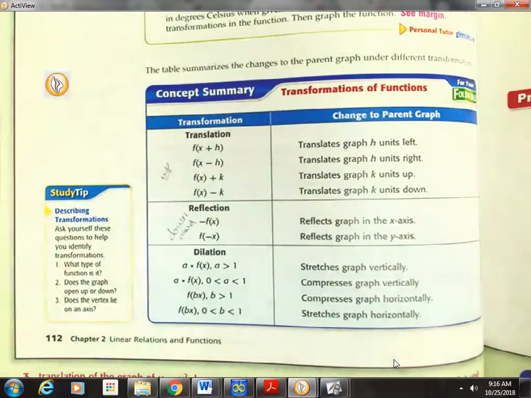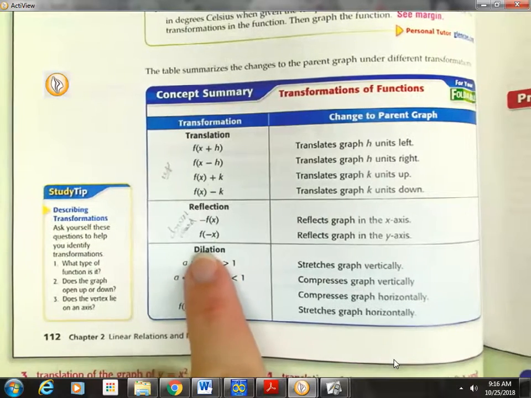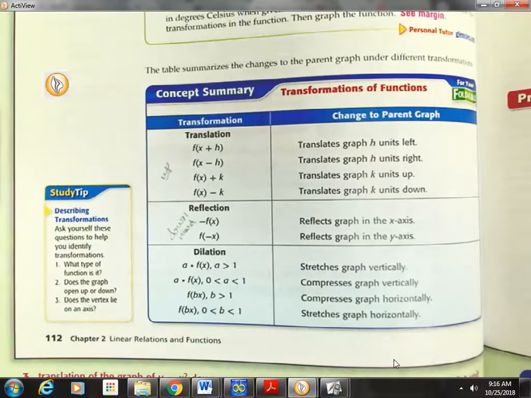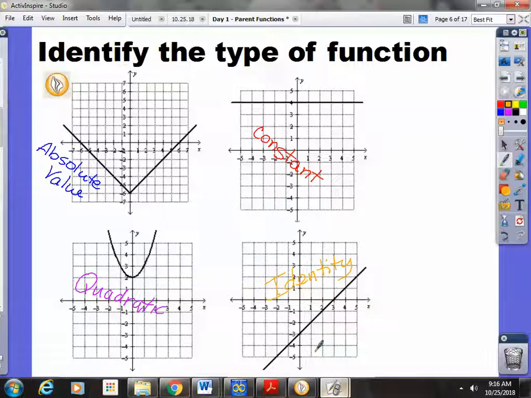A reflection is going to take our graph and reflect it across either the y-axis or the x-axis. And that's based on where a negative is. We kind of know the general sense of that when we talked about absolute value and reflecting down. But those are the main ones that we're going to focus on. Let's go back to our slide.